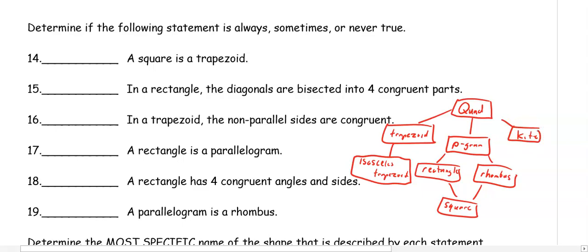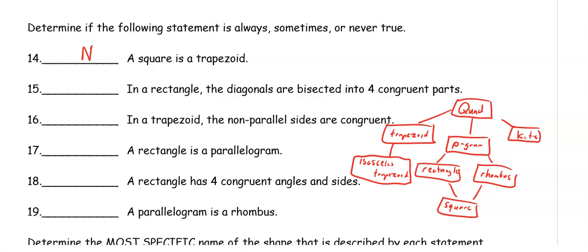So, is a square a trapezoid? Now, squares and trapezoids have no branches connecting them directly. So because there are no branches connecting them directly, this is never. We also know it's never because a square has two sets of parallel sides and a trapezoid only has one.